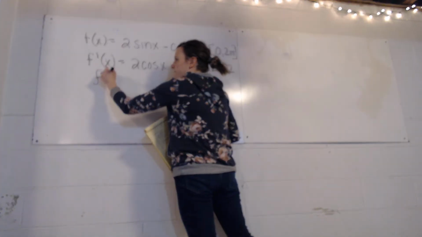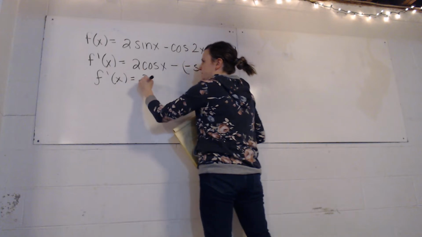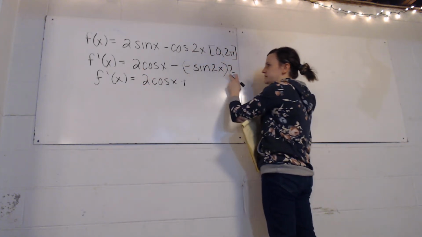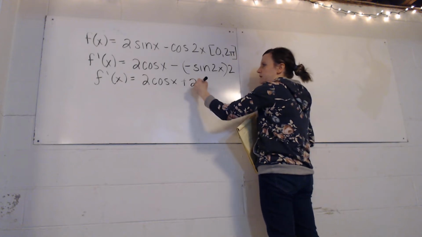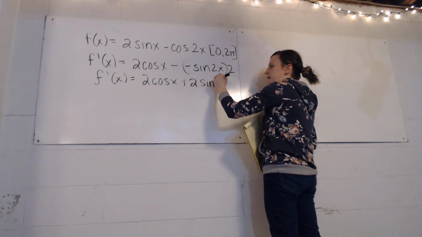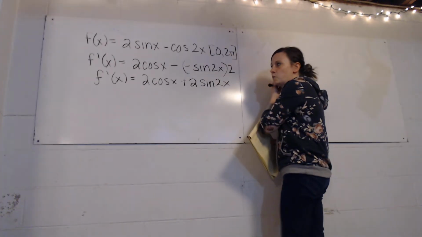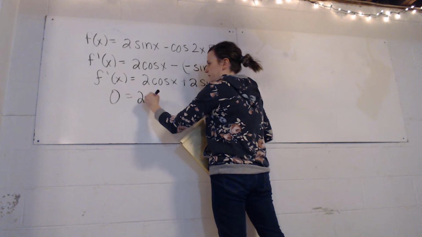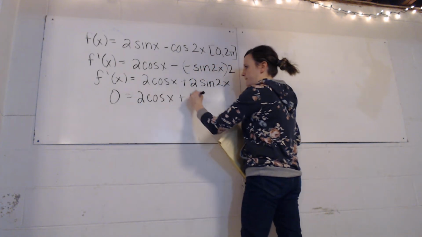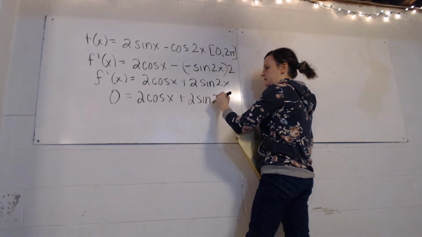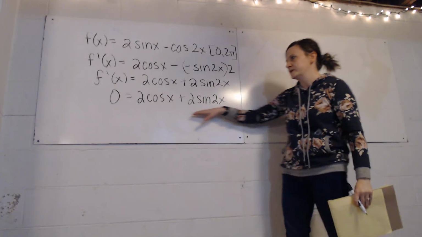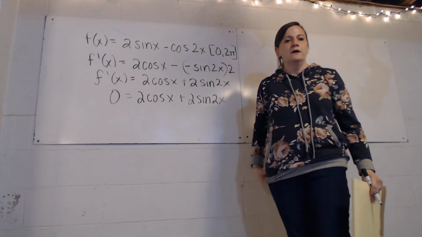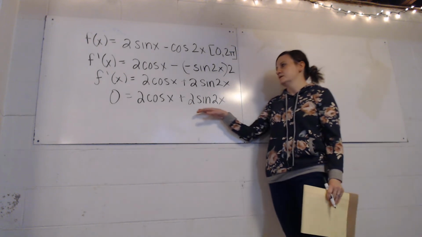The derivative of the original function is equal to 2 times the cosine of x minus negative, so let's say plus, and let's move this 2 out front to make it look nicer. So plus 2 times the sine of 2x, right? And we want to know when this is 0. At this point in our process of finding the critical points, our calculus is really complete. Now we are going to evaluate where this equals 0.